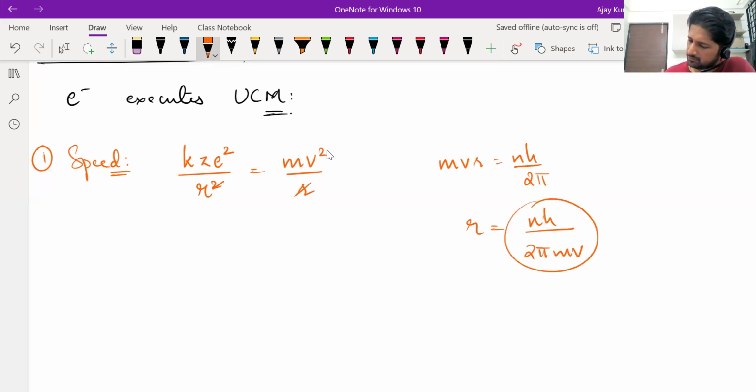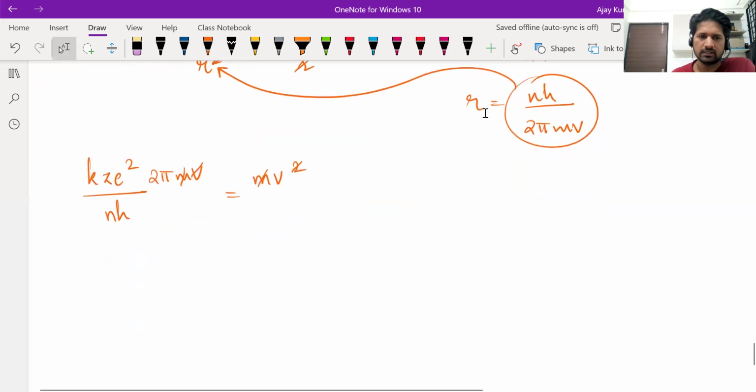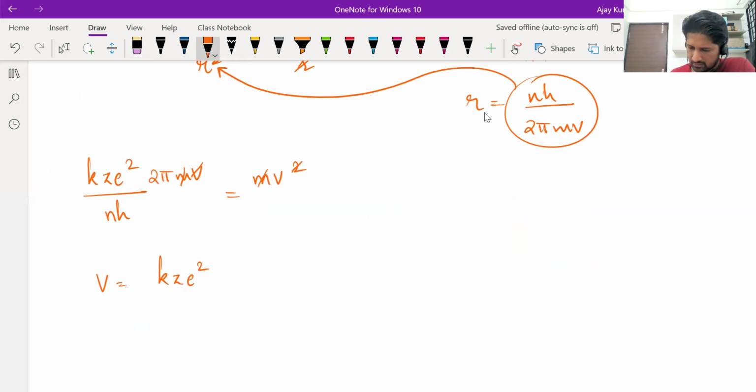Simple. Substitute this expression for r here. So kZe square divided by r is nh by 2 pi mv. 2 pi mv goes to the numerator, is equal to mv square. m gets cancelled, v gets cancelled, one v remains. That's all. That's the formula for speed in the nth orbit. So speed becomes kZe square 2 pi divided by nh. So you can see that the speed of electron in the nth orbit is proportional to Z by n. So ratio based questions can be asked based on this formula.